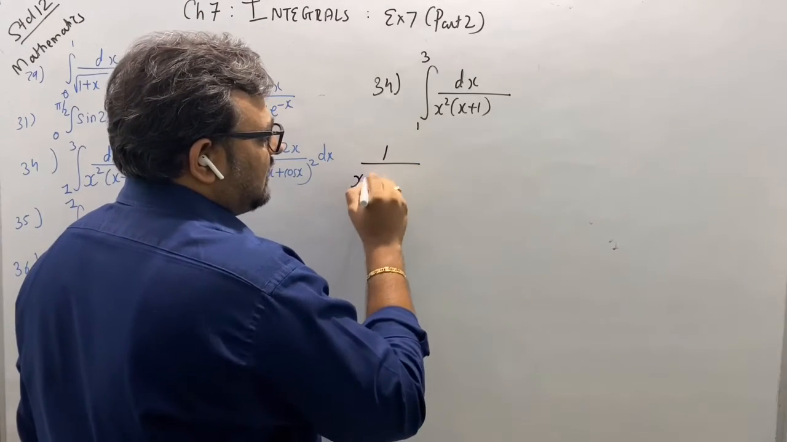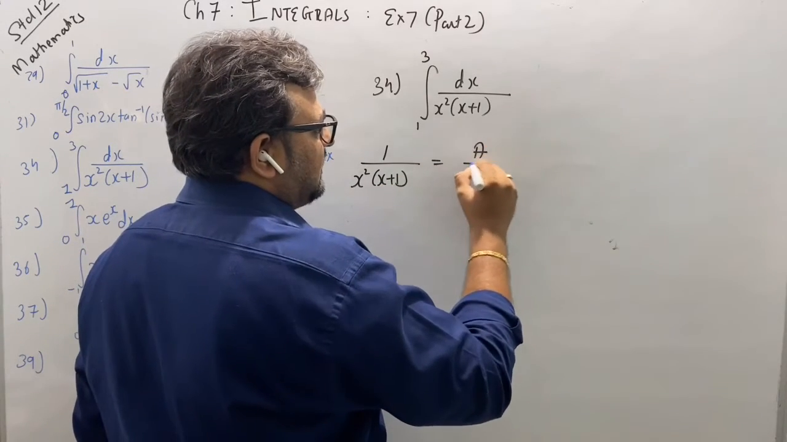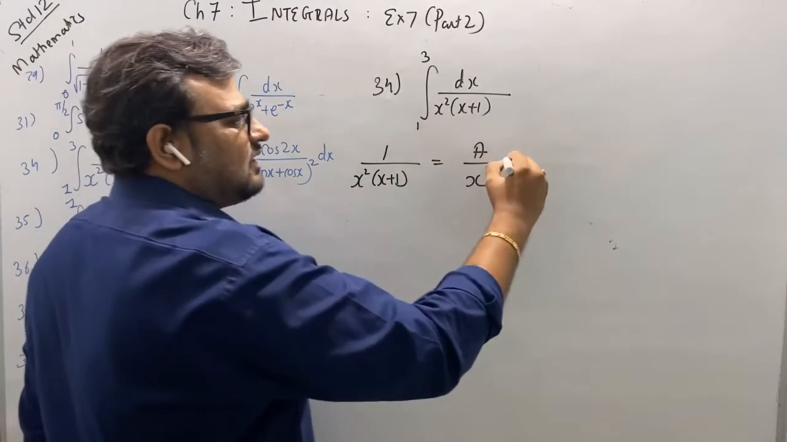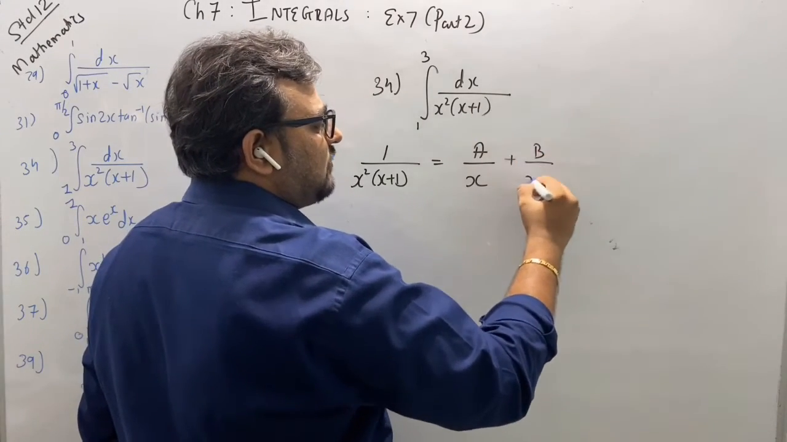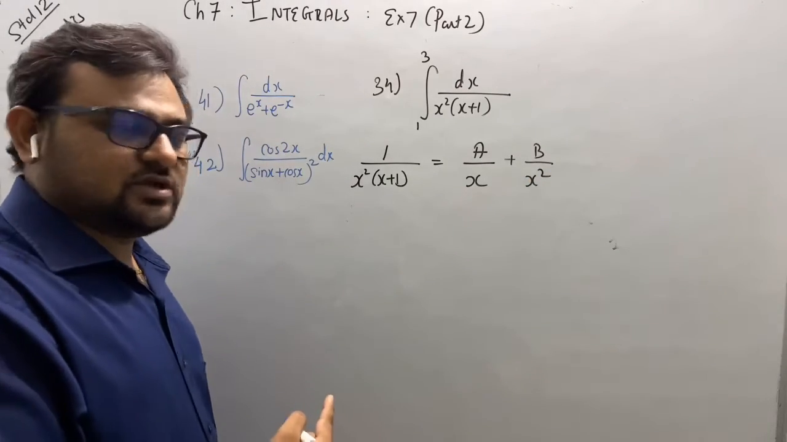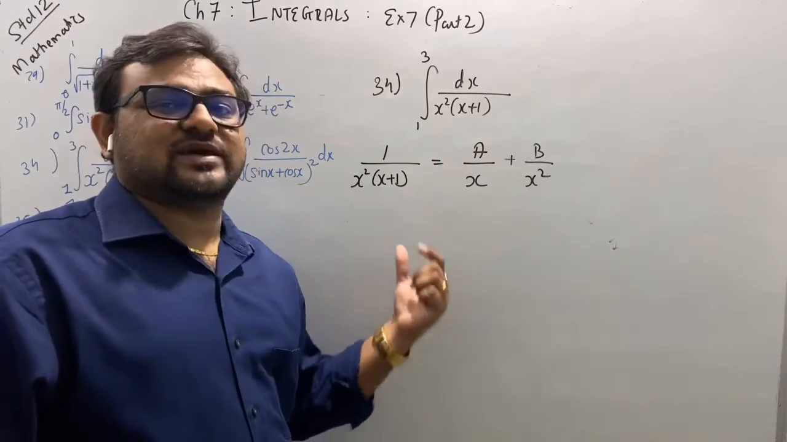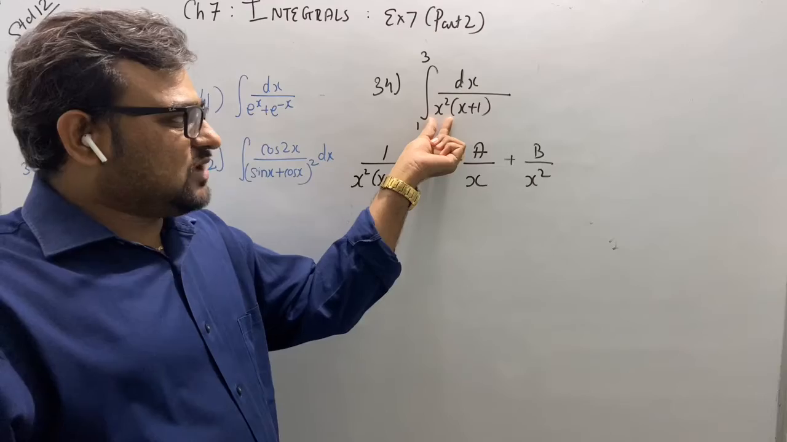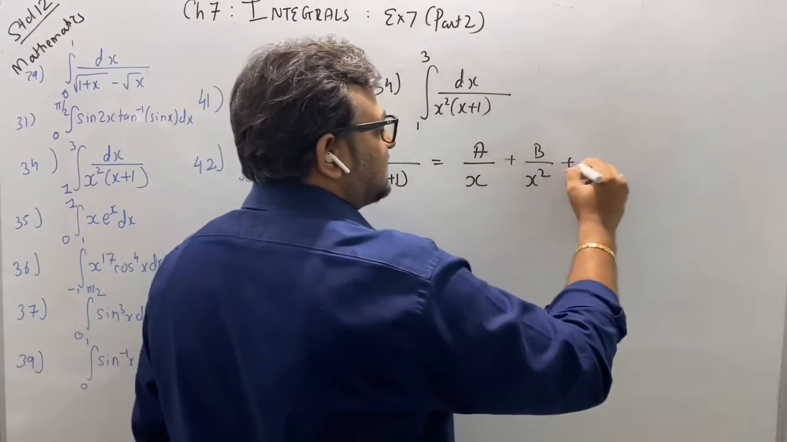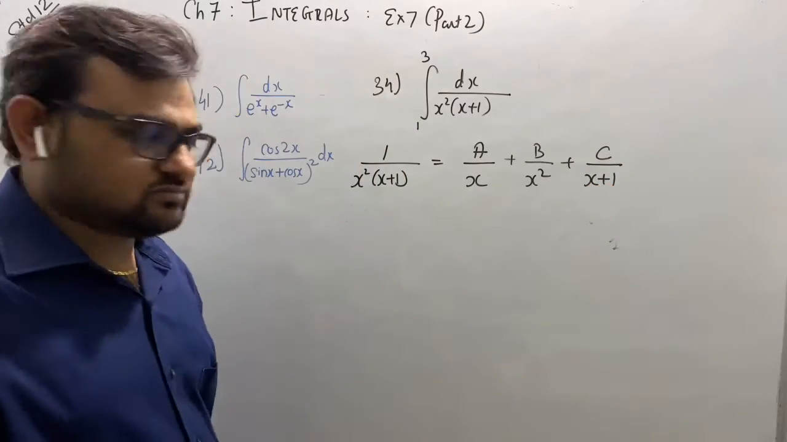1 upon x square (x plus 1) equals a upon x, repeated, plus b upon x square, right? We were using this in repeated factors, but till now we have only had sums like (x plus 1) whole square, (x minus 3) whole square. Here there is only x square. We can consider it as x plus 0 whole square. So plus c upon (x plus 1), right?